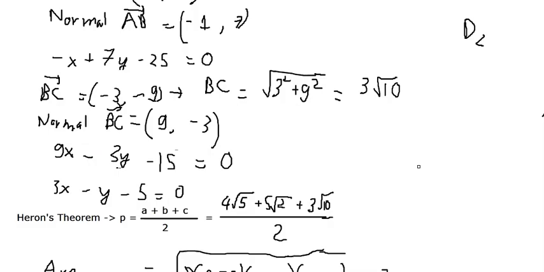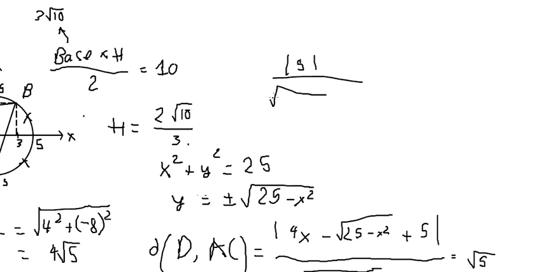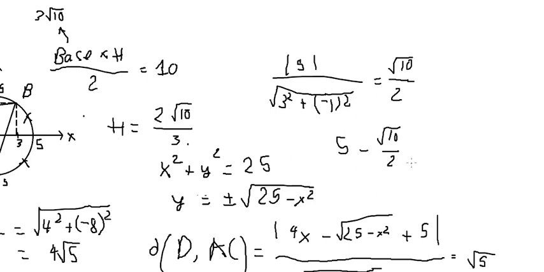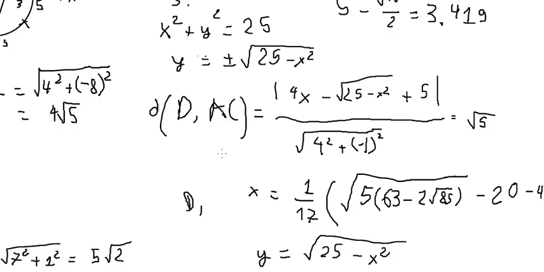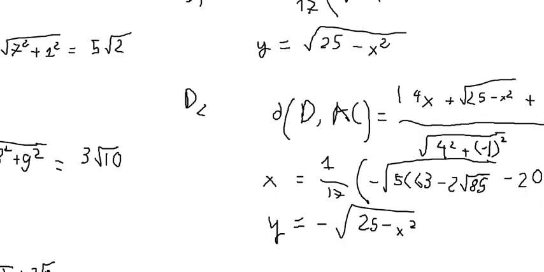We have 3 squared and negative 1 squared. And this one equals the square root of 10 over 2. So we have the height in here, and we have 5 minus the square root of 10 over 2. That's approximately 3.419. This one is approximately 2.108. That means this one is smaller than this one, so we have 2 points in here. So we can find D number 3 and D number 4.